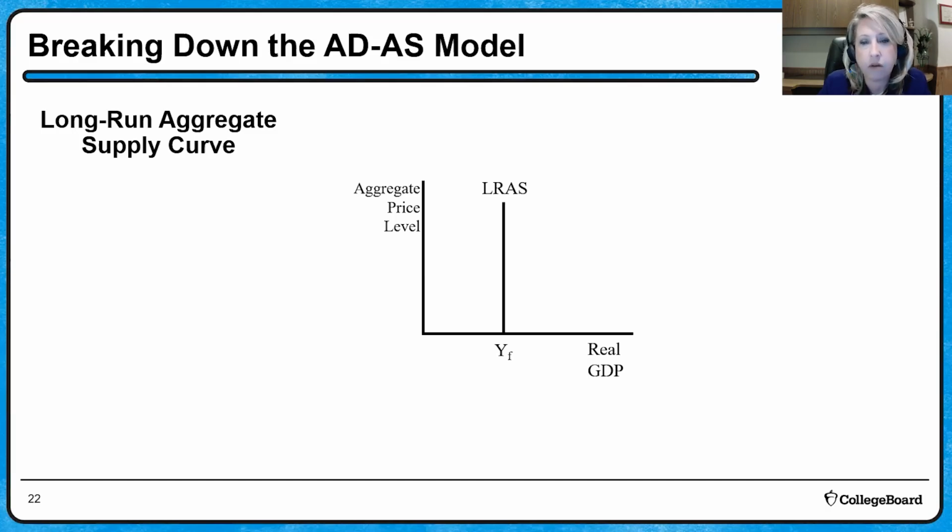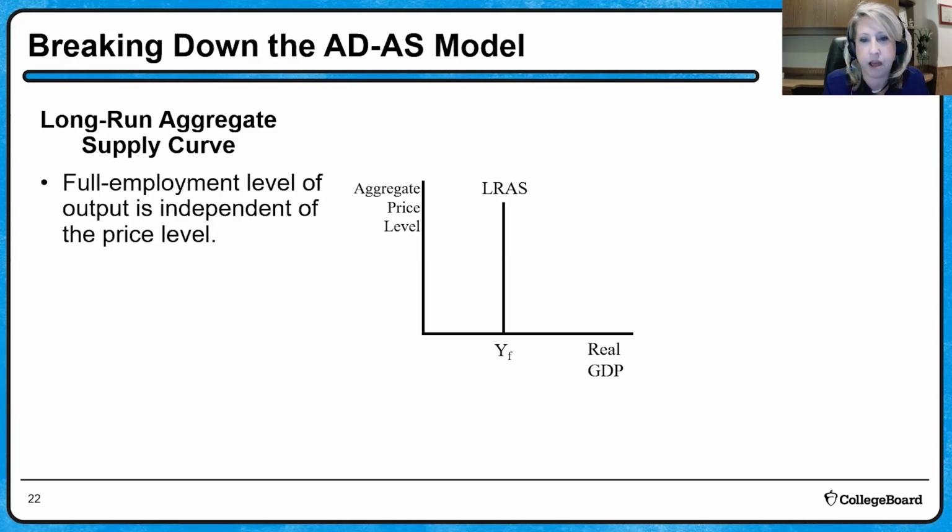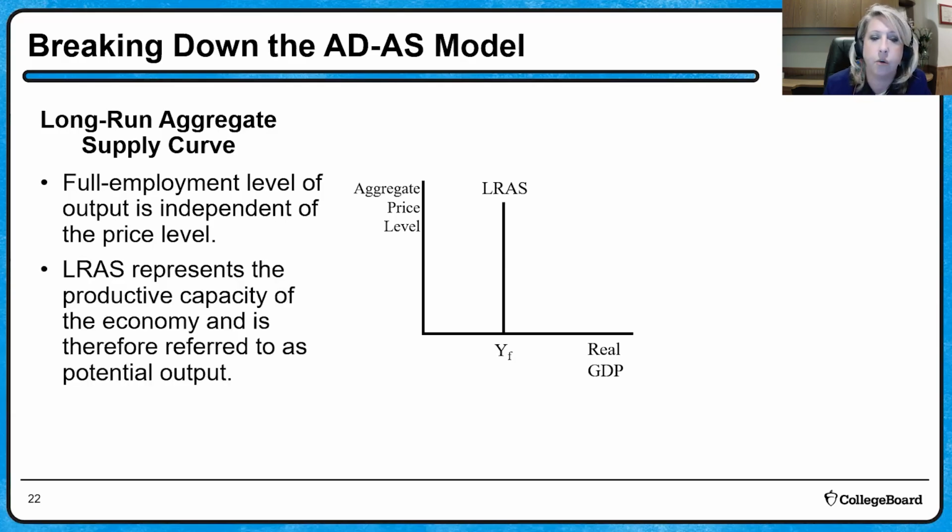In the long run, we can produce any quantity of aggregate output. We can produce our full employment levels of output at any price level. That's what that vertical line means. Full employment level of output, the amount of real GDP we can produce with all of our resources employed, is independent of the price level. It's a function of the nation's capital stock. So LRAS represents the productive capacity of the economy and therefore its potential output.